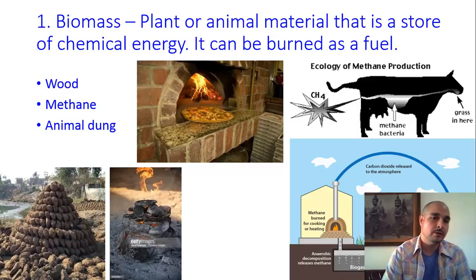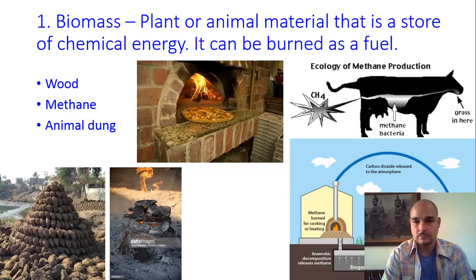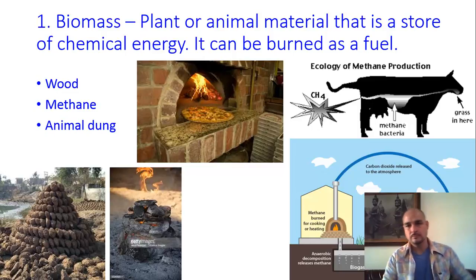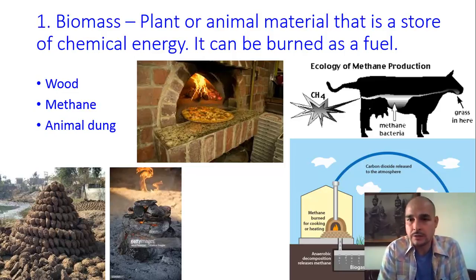Pictures in the bottom are dung, animal dung. So that is poop from animals. It can be dried out, mixed with straw, and burned to heat a home or to cook food. And another very popular one is methane. And methane is a gas. It's a combustible gas, which means it can be burned. The chemical symbol for methane is CH4.